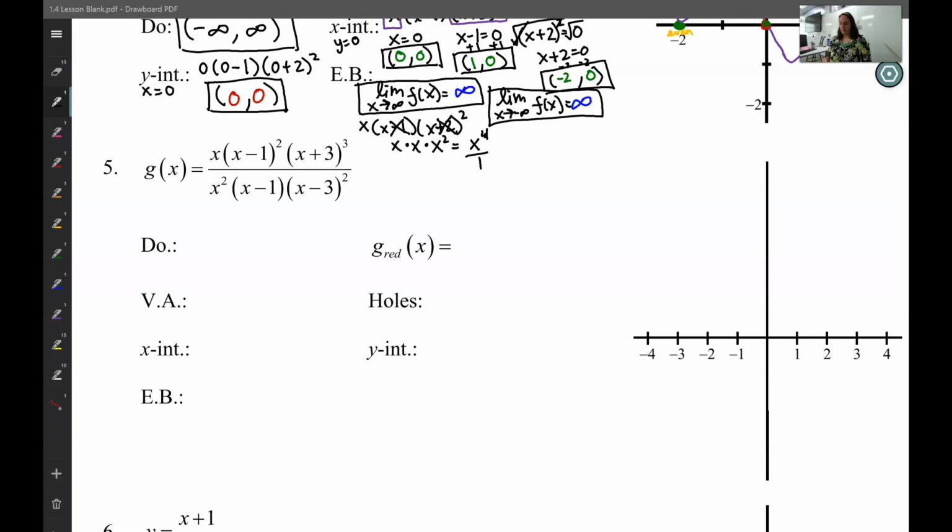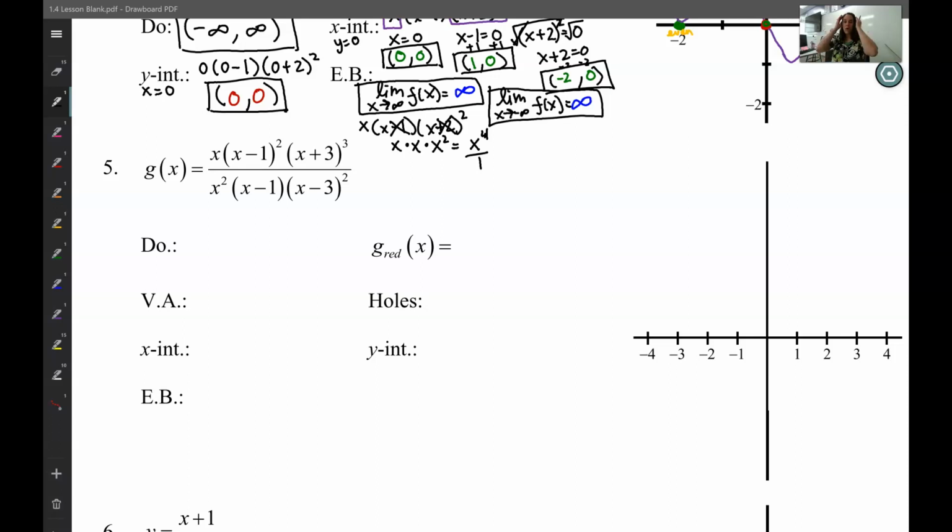Okay, let's try example 5. This one's a little more complicated. This time we have things in the denominator, which means I have asymptotes and I have holes. So what I want you to do, try to pause the video, reduce the fraction, list any holes, plug them into the simplified one to get the points, and then look at your reduced one to get the asymptotes.